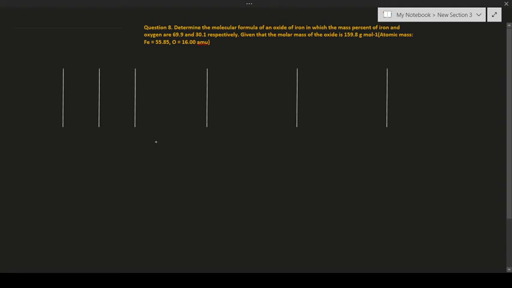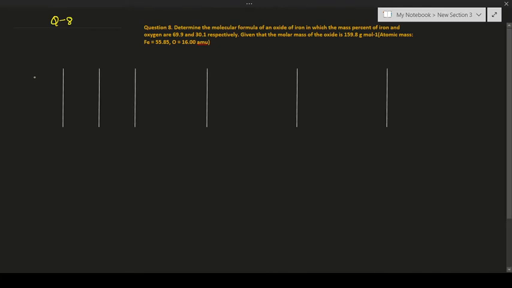Basically, our question is: determine the molecular formula of an oxide of iron in which the mass percent of iron and oxygen are 69.9 and 30.1 respectively, given that the molar mass of the oxide is 159.8 gram per mole. So we have to find the molecular formula, and before that, we have to find the empirical formula. This is question number 8 of your first chapter. So let's see how we solve this.